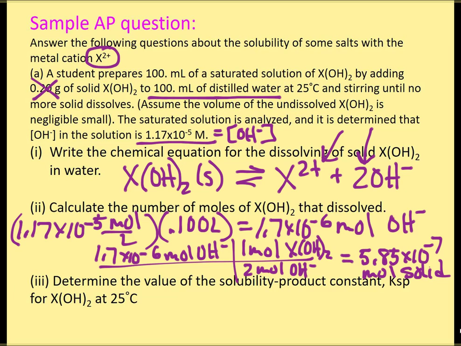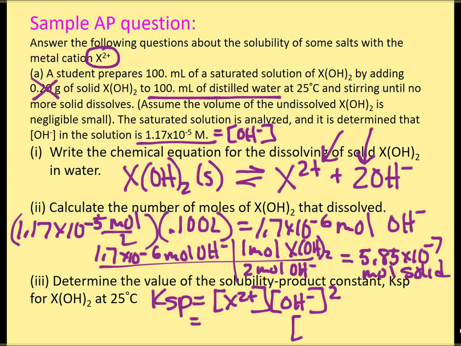Now the third thing it wants us to do is determine the value of the solubility product constant Ksp for this solid at 25 degrees Celsius. And this temperature just lets us know that we're going to find the Ksp at that temperature. We're not really going to use the temperature in the problem. Write your formula, Ksp, and now let's put in the values. So I know what my OH is. My OH is given to me.